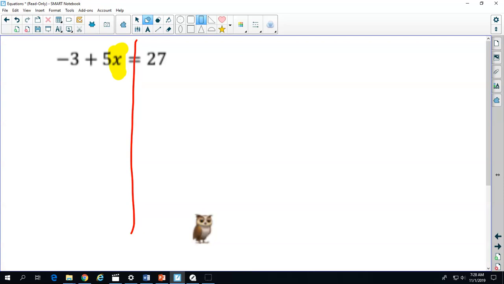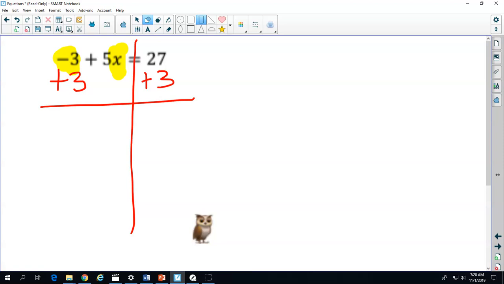But what we're trying to get rid of here, I want us to talk about this. We're trying to isolate the variable. We are adding negative 3 to 5x, but what we're getting rid of is a negative 3. So even if it was negative 3 minus 5x, we'd still be adding 3 to get rid of a negative 3.